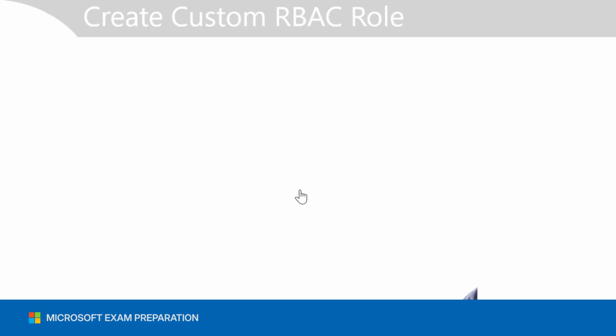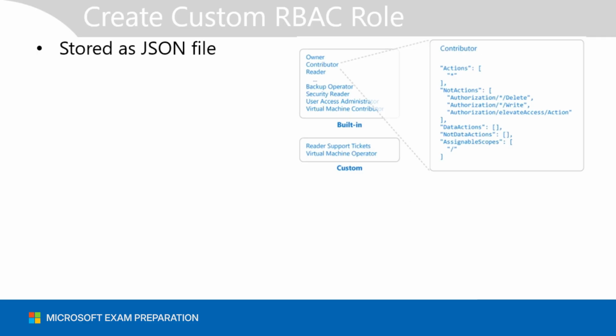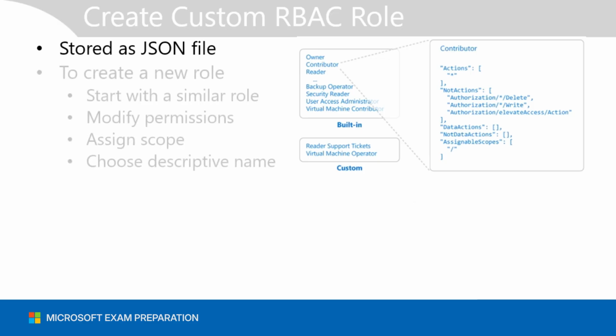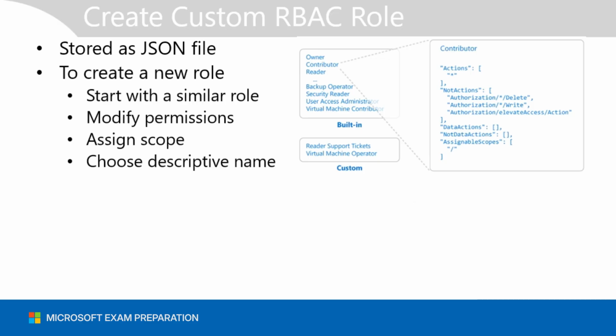Next, let's talk about how to create a custom role. So roles in Azure are stored as JSON files. And the syntax is fairly easy to understand once you hear what a few of the rules are. If you need to create a custom role, the thing to do is start with a role that's similar to what you want and modify it. There's an easy way to do that in the portal that I'll show you in just a moment. So you start with a similar role, you modify the permissions, then you can assign it to a scope. So a scope would either be like a resource group or a subscription, something like that.